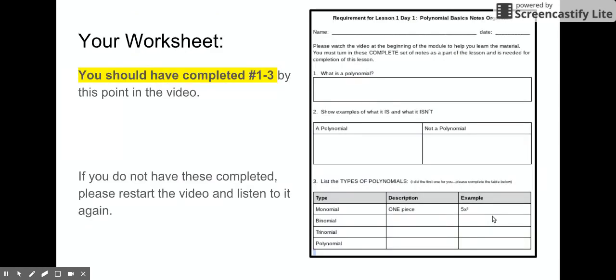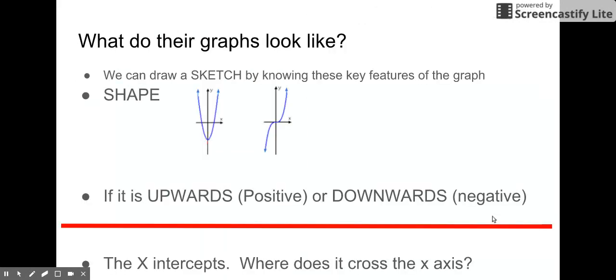You should be done with numbers 1, 2, and 3 by now. If not, please make sure you watch this video or just go back and get the pieces that you missed. Let's move on. So what do the graphs look like?